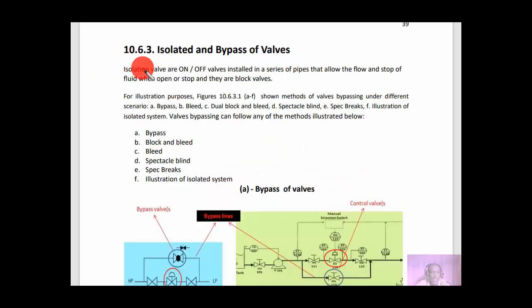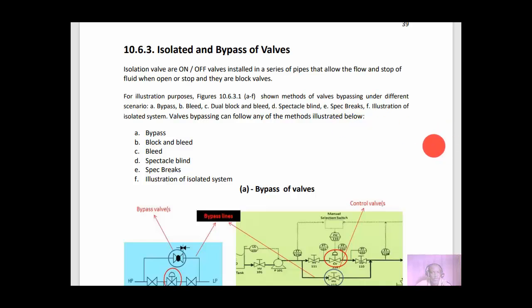Isolated and bypass of valves. Isolation valves are on-off valves installed in a series of pipes that allow the flow and stop of flow when open or stop, and they are block valves. For illustration purposes, figure 10.6.3.1 A to F show methods of valve bypassing under different conditions. The A, we have just the ordinary bypass. B, we have the bleed. C, we have dual block and bleed. Then we have spectacle blind in D and spec break.